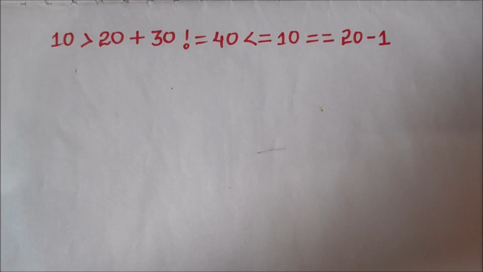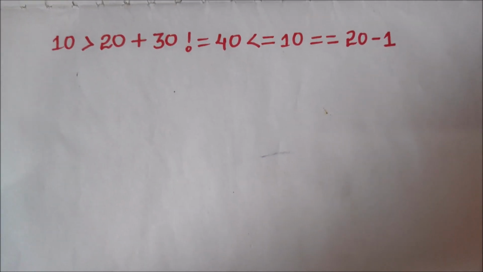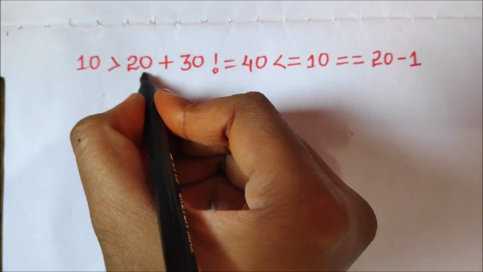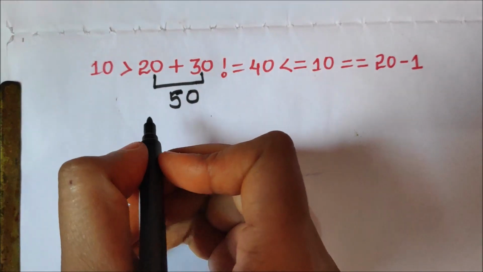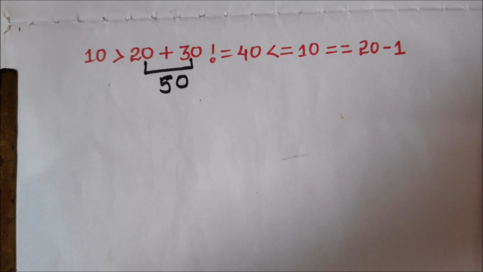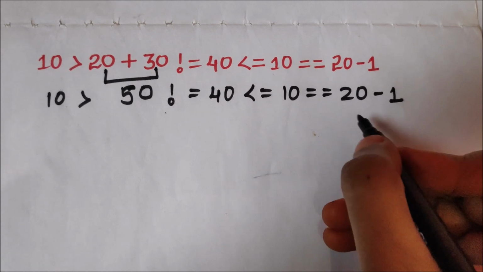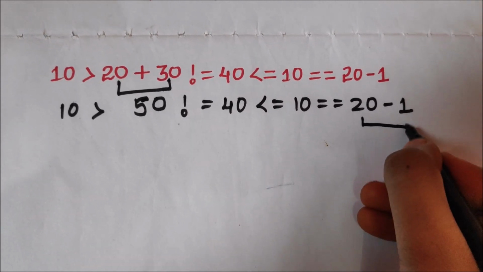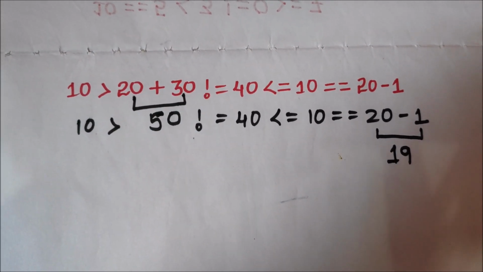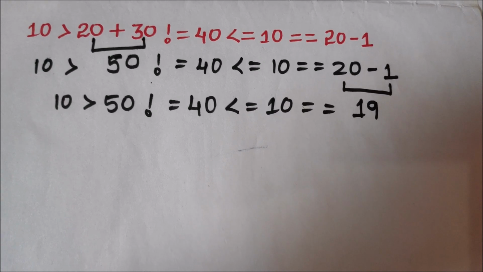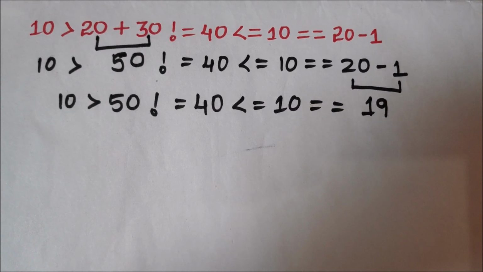This is our next example which consists of arithmetic operators as well as relational operators. So first you should evaluate arithmetic operators. So we'll complete 20 plus 30, that is 50. Let's keep the remaining part of the expression as it is. Now evaluate 20 minus 1. So the answer of 20 minus 1 is 19, and keep the remaining part of the expression as it is. Now we have evaluated both the arithmetic operators. In this expression there remain only relational operators.